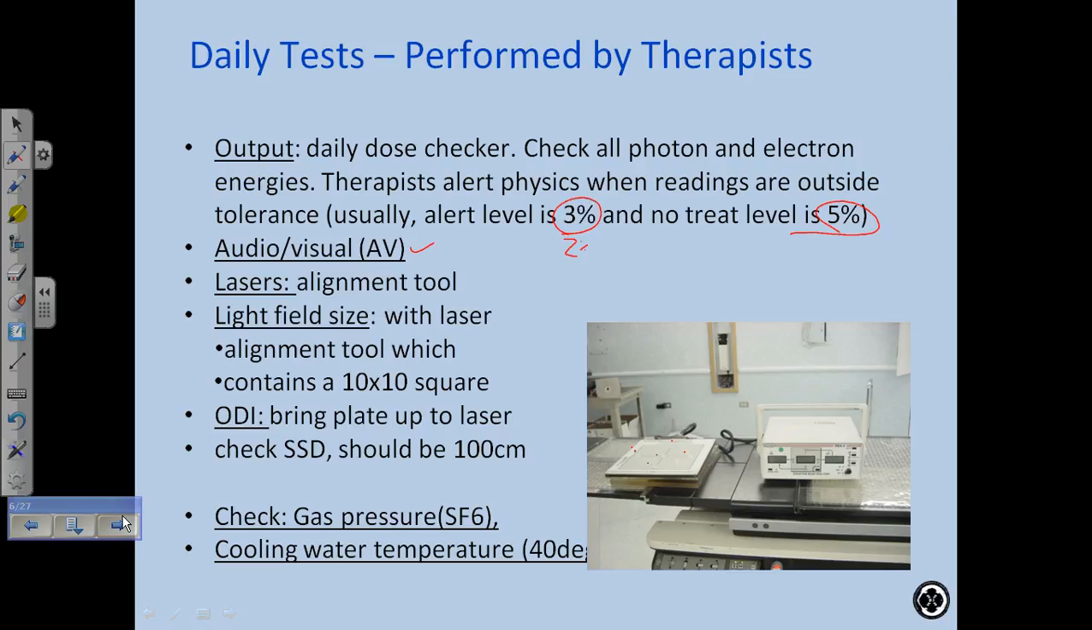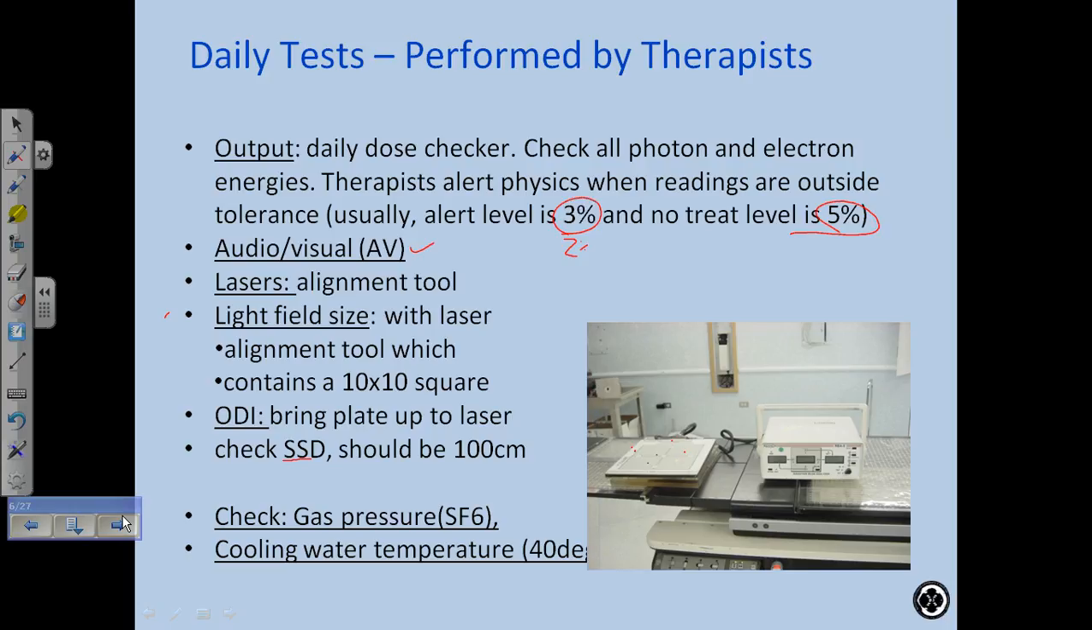Light field size with laser alignment screw. Okay, so you could check the light field size in different ways. Sometimes these daily dose checkers have a square on it, okay, so they could just compare the field size on the square. Or the laser alignment tool, you know that little tool that has leveling screws on it, and you can align those. You can use that. There's a 10 by 10 square on there. And then ODI, you bring the laser plate up to 100, and then verify the SSD. It should be 100. They don't need to check more than 100 on a daily basis. 100 is fine. And then they also check the gas pressure.